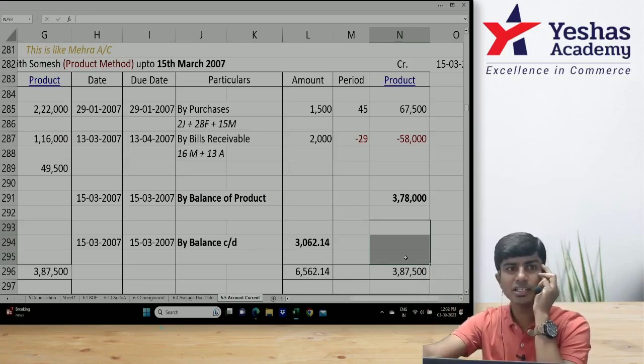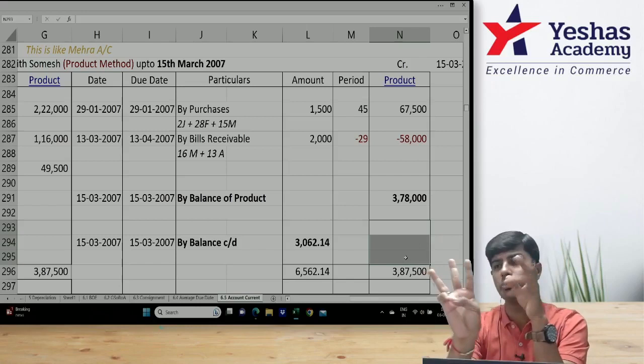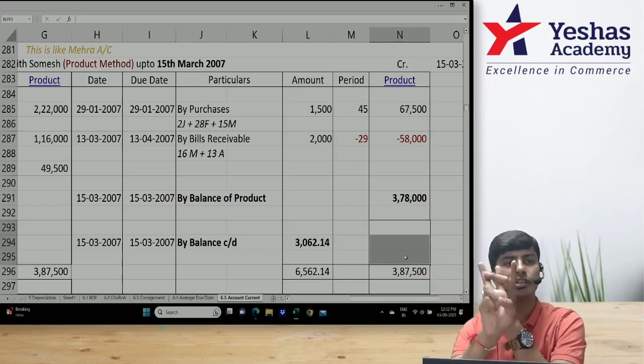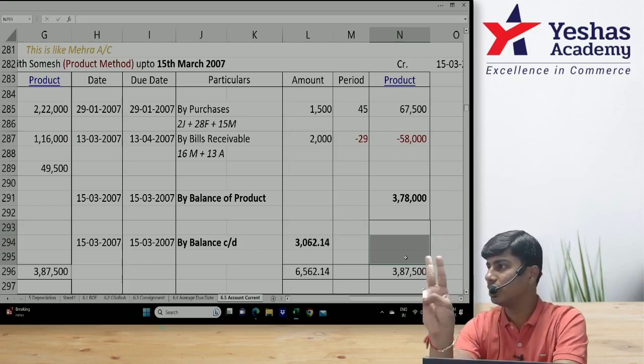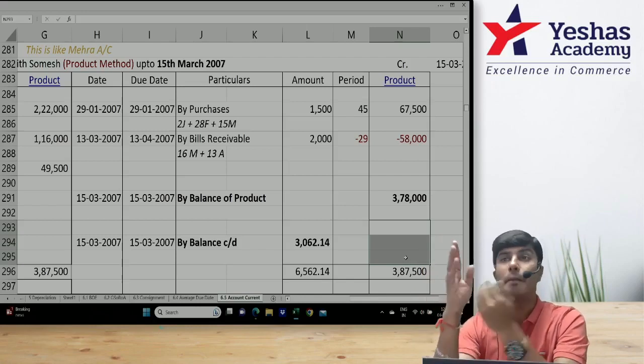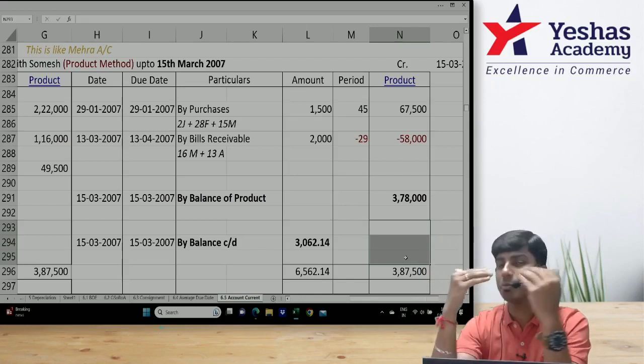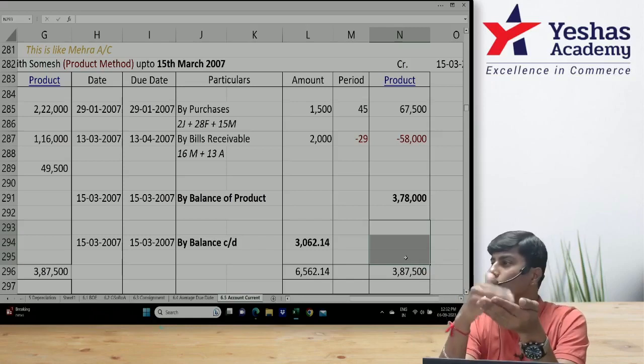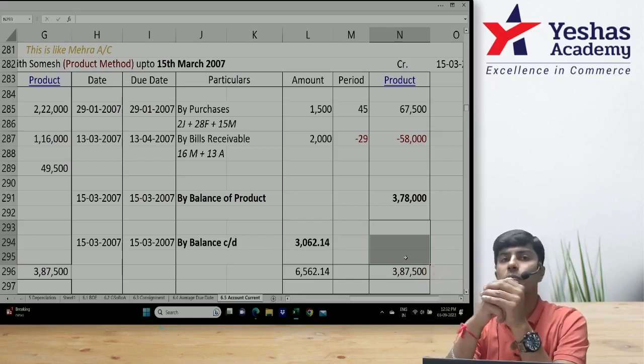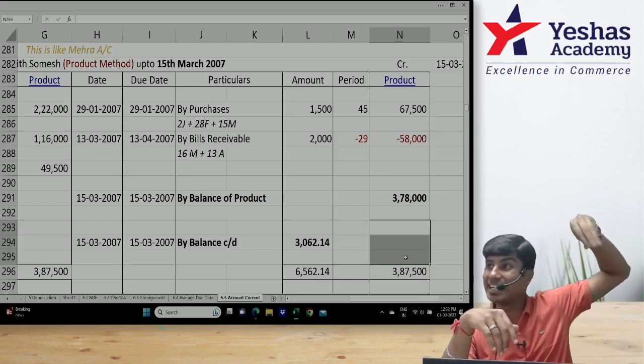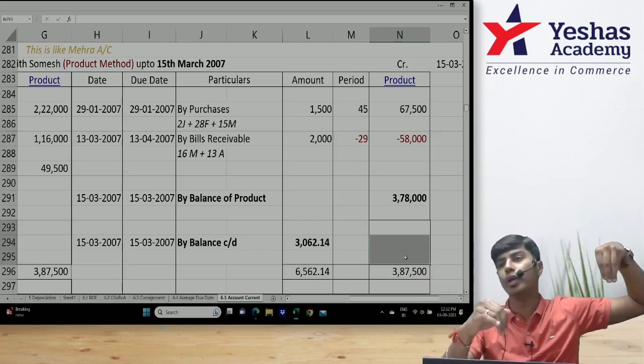Did you all get this? So there are 3 important points to remember in epoch. I've taught you 2. What is the first one? Period computation. How do we compute the period under the forward method? Due date to date of account current. How do we compute the period in the epoch method? Beginning date of account current to due date.